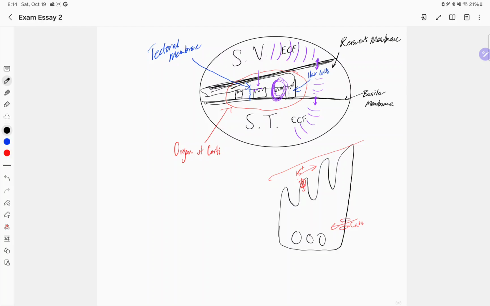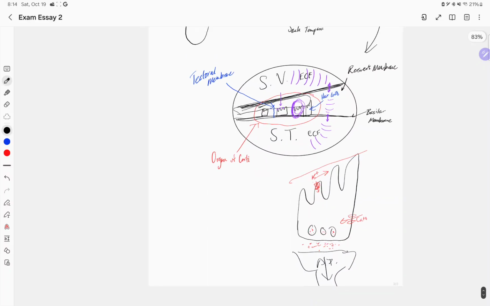We have glutamate released from these vesicles, right, onto the auditory neuron. And that's going to cause an action potential sent to the brain, telling the brain, hey, we're getting some vibration here.